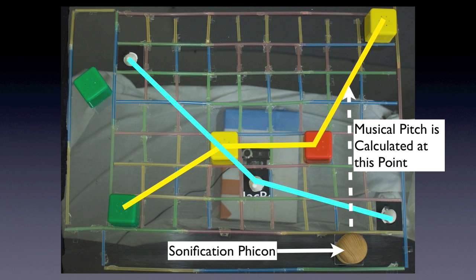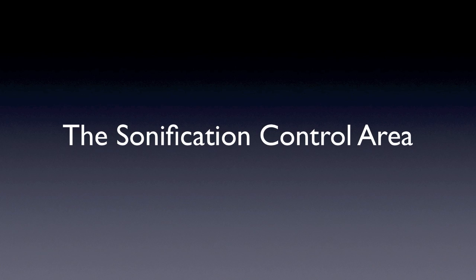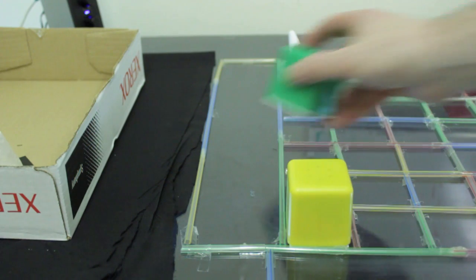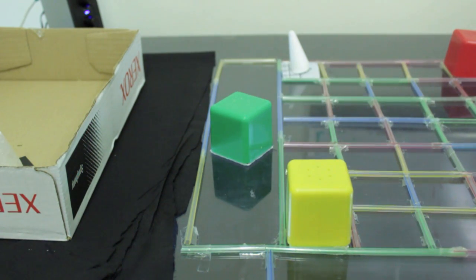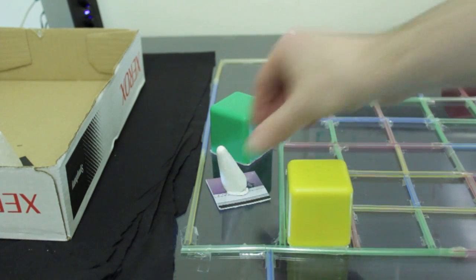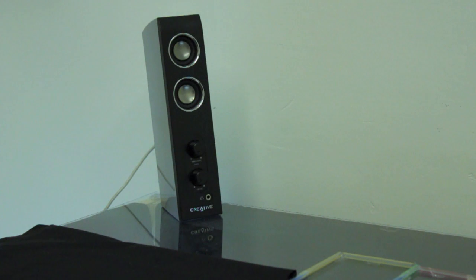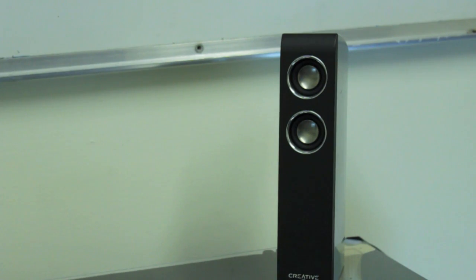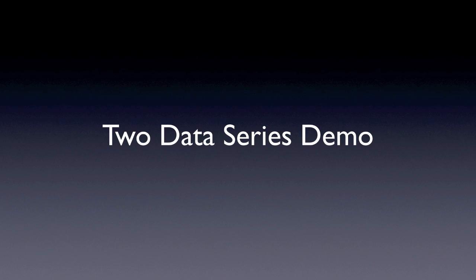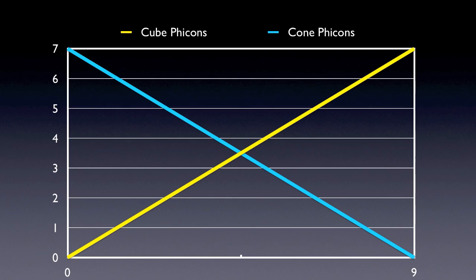The sonification control area allows the user to determine which data series are sonified when the sonification strip ficon is moved. A user selects a data series by placing a ficon of the appropriate data set in the sonification control area. In cases where both data series are simultaneously sonified, a small delay is inserted between the playing of the note for each data series, and each note is also panned to a different speaker. In this example, we illustrate the sonification for the following graph containing two crossing data series.